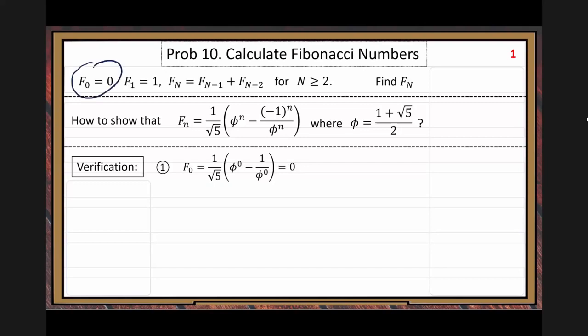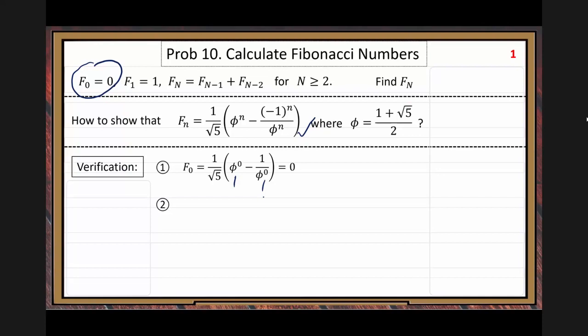Original f value, f0 equals 0. You have it. Then you plug it into this formula, 0, because phi to the 0, that's 1. 1 over 1, also 1. 1 minus 1, 0. 0 times 1 over root 5, also 0. Okay? So the first number verification, very simple.